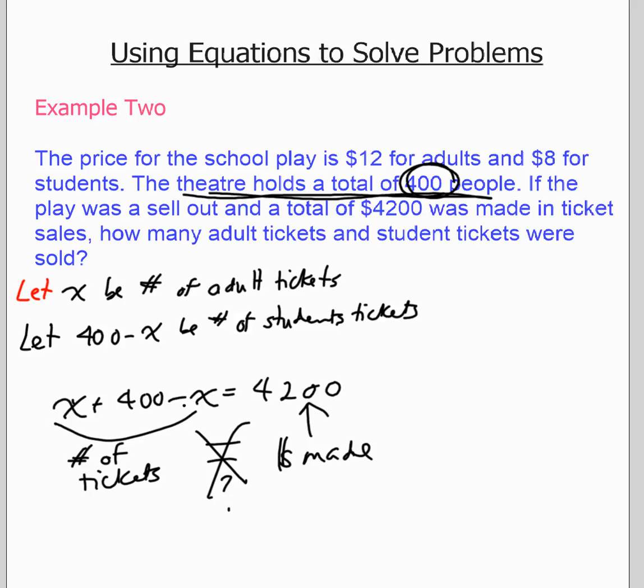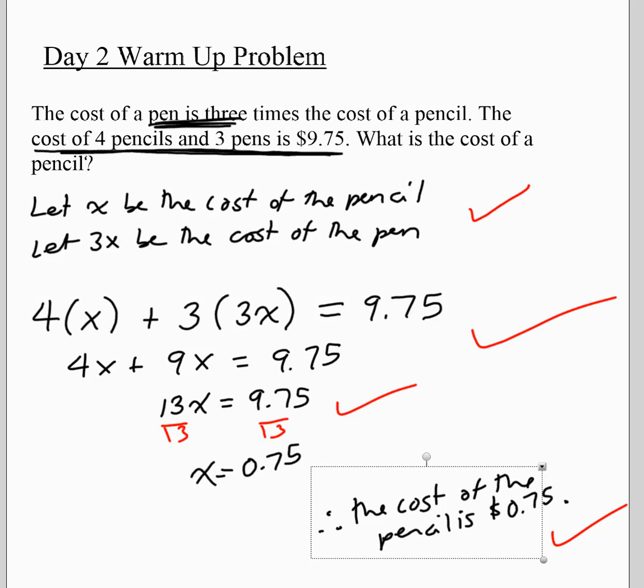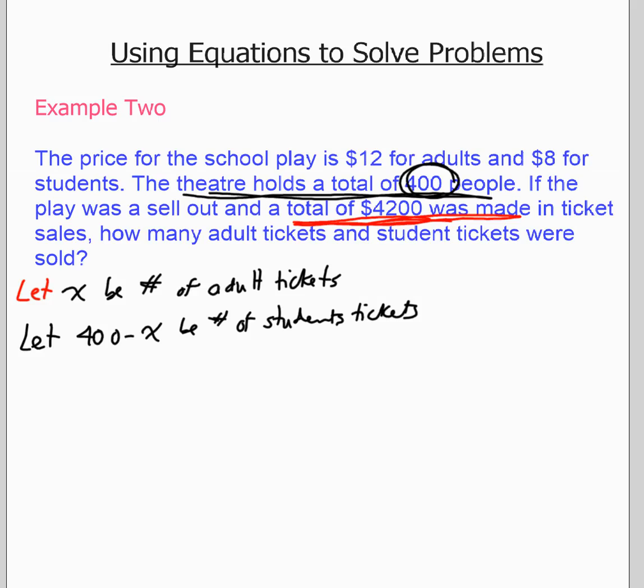The hint that they give you in the question right here, that a total of $4,200 was made, that is money made. It's not tickets sold. So you can't just add the tickets sold. What we have to do is make it into money. So if X adult tickets were sold and each one was $12, that's kind of like what we did back here with our warm-up question, right? Where we had to multiply number times cost, number times cost, same thing. Number of tickets, X, times cost of each ticket.